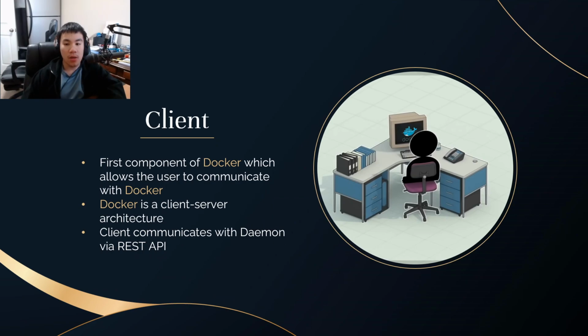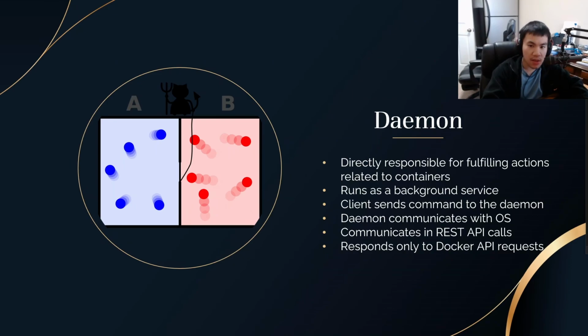The Docker client can run on the same host as the Docker daemon, or it can run on a separate machine and communicate with the Docker daemon over the network. So, the daemon, this is the most essential component of Docker. It is directly responsible for fulfilling the actions related to containers. It mainly runs as a background process that manages parts like network, storage volumes, containers, and images.